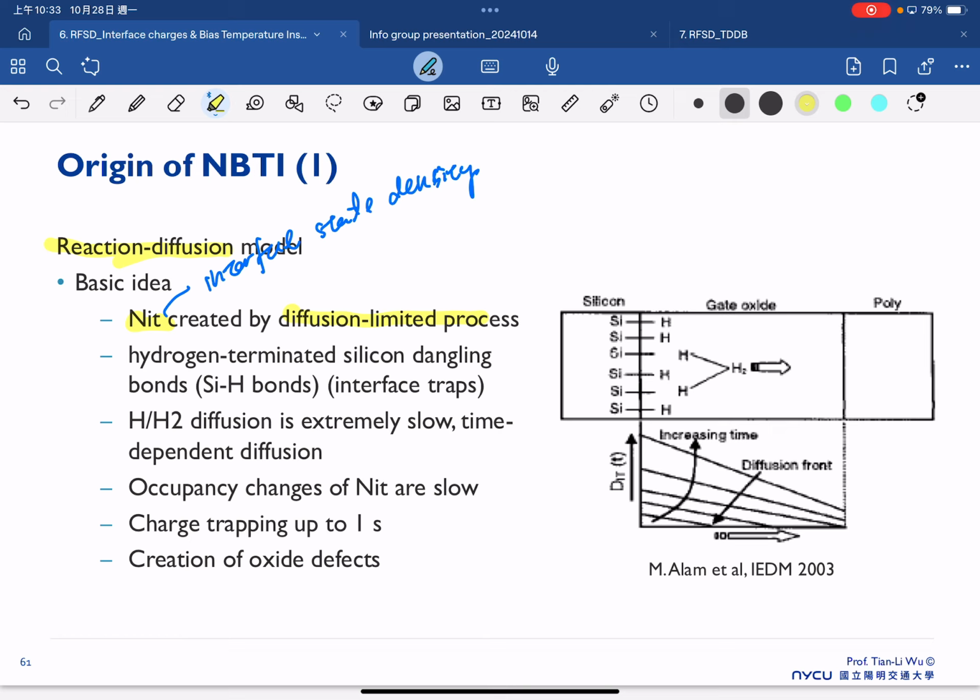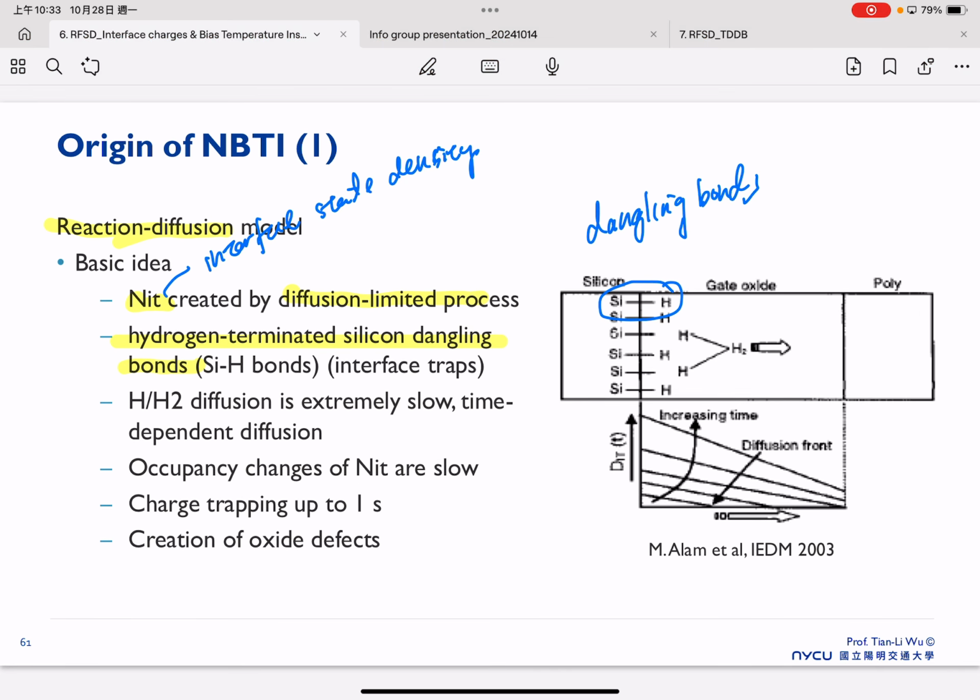This is because at the silicon interface, we always have hydrogen terminating the dangling bond. So that means we have the bonding between the silicon and hydrogen. So this is the dangling bond. And the idea is also very simple. With gas, the hydrogen can be diffused, because hydrogen is a very light atom, so it can easily go to this place and another place.